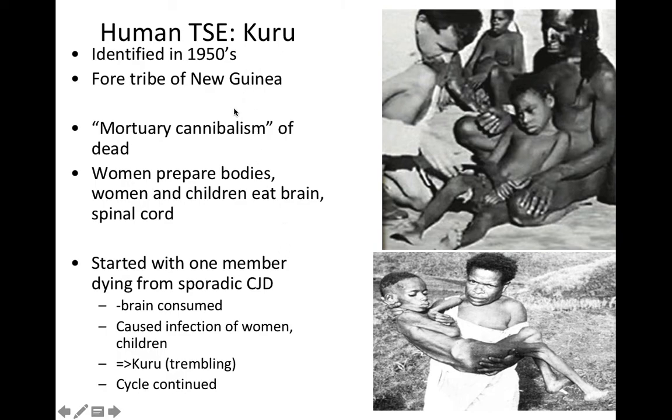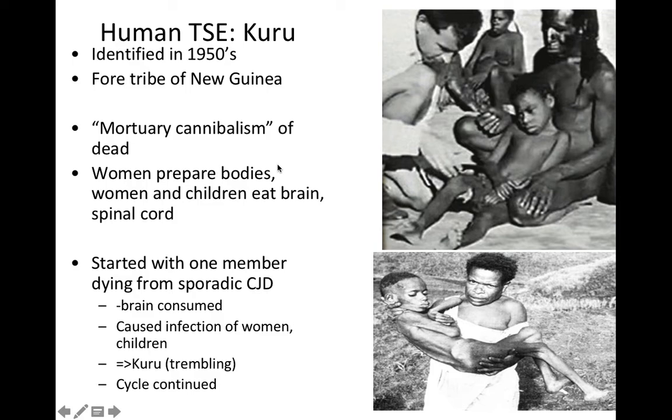So with kuru, again, it was identified in the Fore people of Papua New Guinea, and it was finally determined that how kuru was being transmitted between the people of the tribe was through a practice called mortuary cannibalism. And this is where, when a loved one, a family member or member of the tribe died, the women would prepare the body. It would be cooked, and then the body would be consumed.